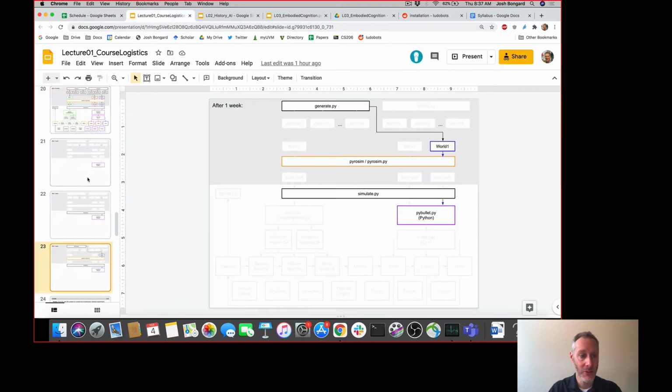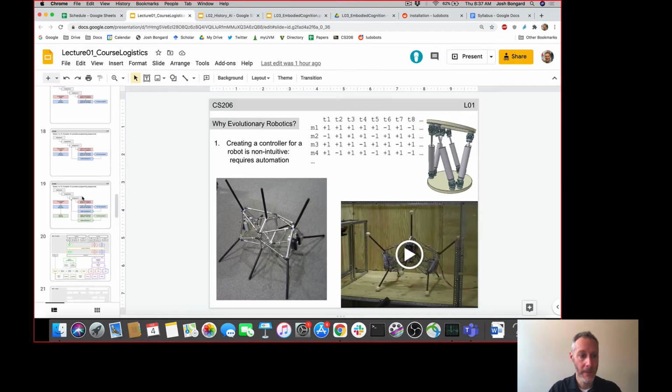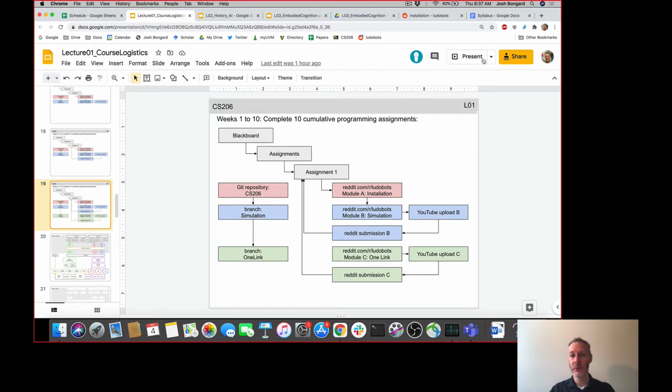So let's go back to this slide here. So this is an overview of how you submit. So remember, you all are starting in Blackboard. Blackboard takes you to Reddit. You go to YouTube to post solutions to the various modules. You create a Reddit post, which includes a link to YouTube. You copy the URLs of the 2 Reddit posts for assignment 1, and you take those 2 Reddit URLs and you drop them in the comments or the submission for assignment 1 on Blackboard. That's how we do the assessment part of this course.